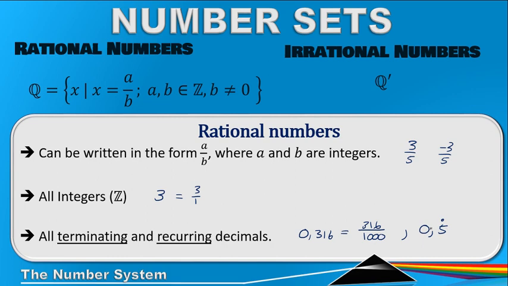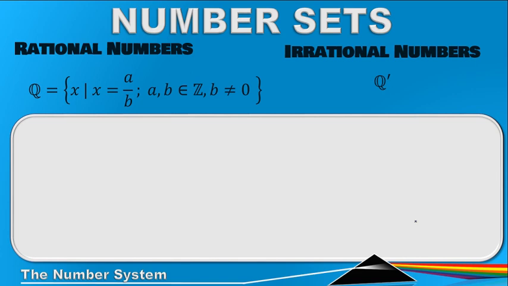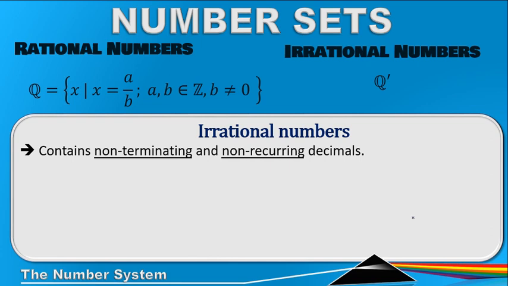But for now, you can just accept that whenever you see a number where the decimals are recurring, you can know that that number is also rational. Okay, then just to identify irrational numbers, we're just going to go to the opposite of what we just saw. These are numbers containing non-terminating and non-recurring decimals.